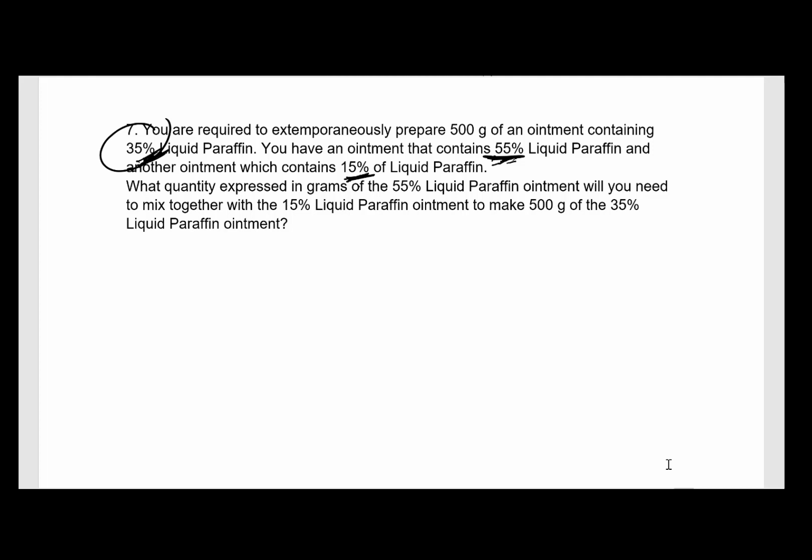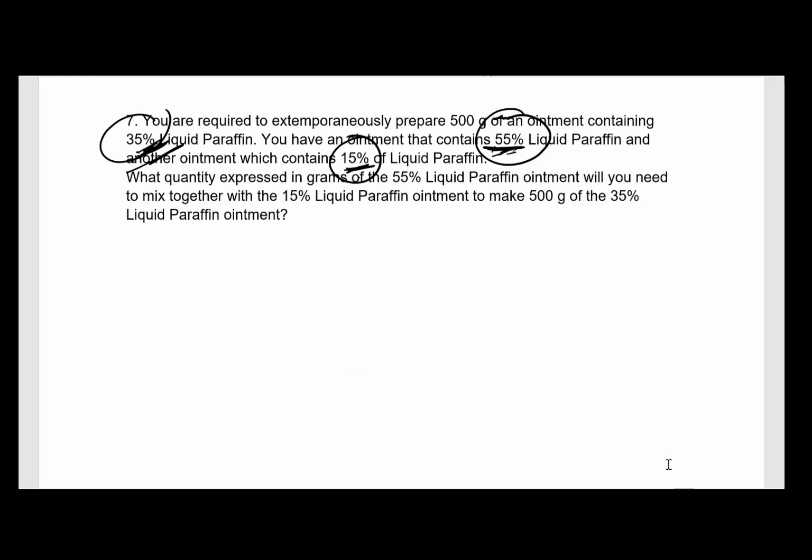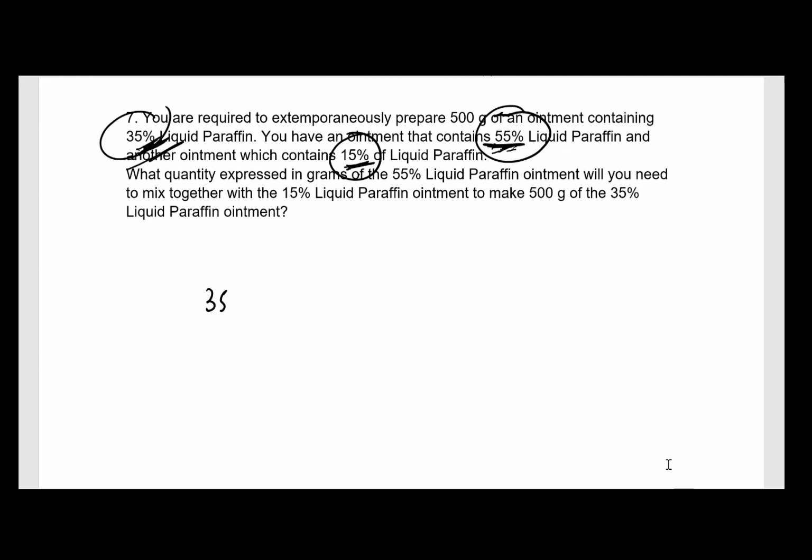Now the next question is how much of this I need to mix with how much of this so that I get this. This is what the alligation method will do. So that's how the alligation method works out. So I have to make 35%. Everybody pay attention, please. 35% I have to make, from 55% and from 15%. So I have been given 55% and 15%, and I have to make 35%, right?